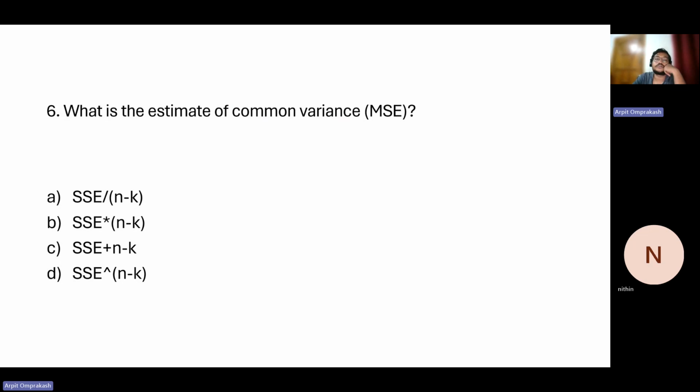Then we have, what is the estimate of common variance, or the MSE in ANOVA. So the mean square error, or the MSE, which is the estimate of variance, is given by sum square error divided by the degrees of freedom, which is n minus k. Right.